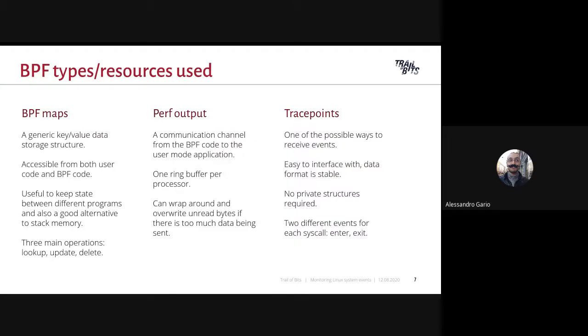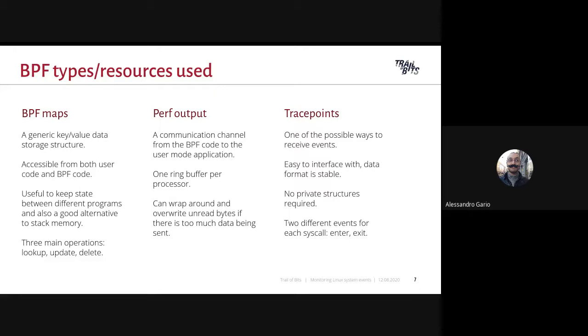Maps are basically the bread and butter of BPF. They can be used as an alternative way to allocate memory and are really useful to keep state between different BPF programs. There are many types of them, but we are only going to use arrays and hash maps. They are useful also because they can be used both by the user code and the BPF code. Not much else to say here. They behave as you would expect from a key value store.